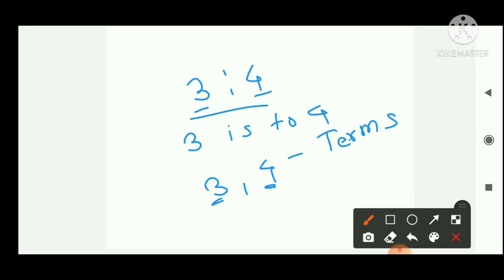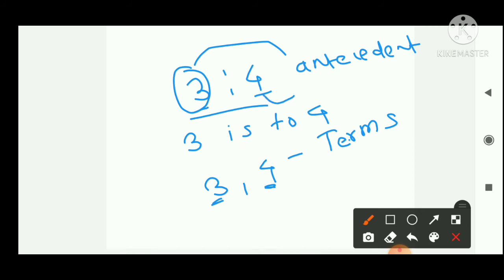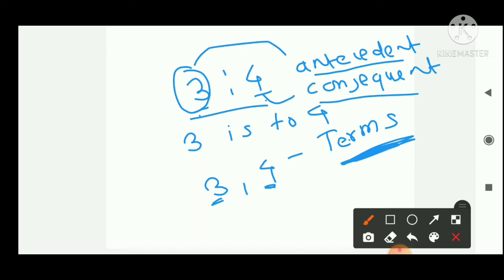So from that, 3 is the first term and it is called antecedent. See students, 3 is the first term, we call it antecedent. And the second term, we call it consequent. Remember that, students. We denote ratio by using the symbol of two dots, and we read it as 3:4. So 3 and 4 are called terms of the ratio, the first term 3 is the antecedent, and the second term is the consequent.